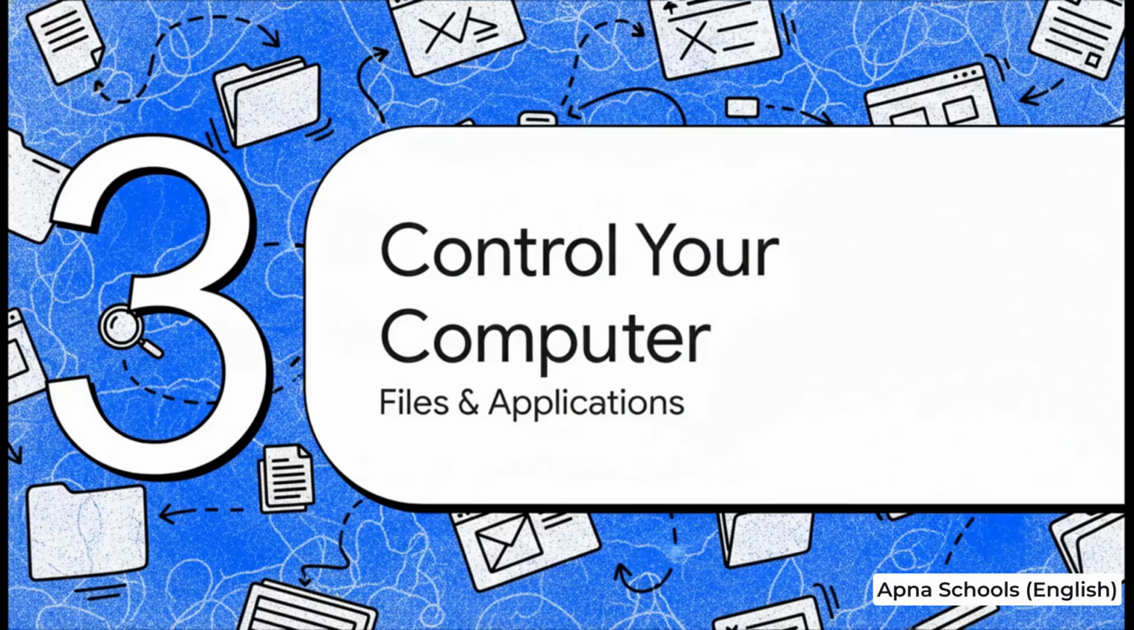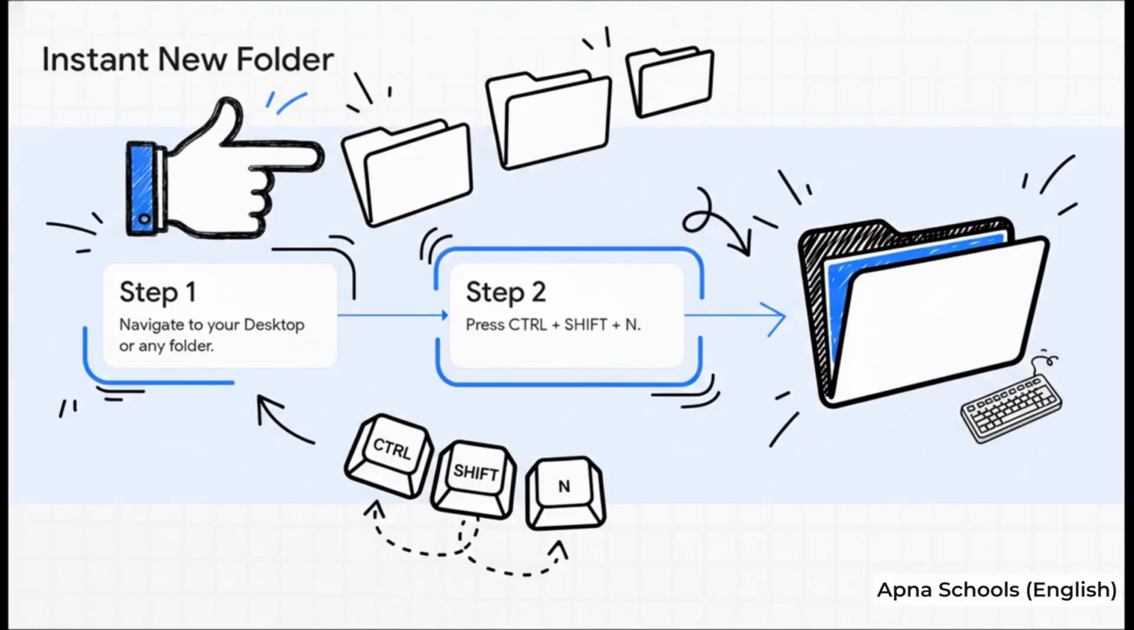Okay, we've got windows, we've got text. Let's zoom back out and talk about controlling the computer itself. We're talking files, folders, the whole shebang, all with your fingers on the keyboard. Making a new folder. You know the drill. Right-click, wait, go down to New, slide over to Folder, click. Forget all that, seriously. Just go to your desktop or any folder and hit Control, Shift, and N. Bam! A new folder just appears and you can start typing the name right away. It's the absolute fastest way to get your files in order.